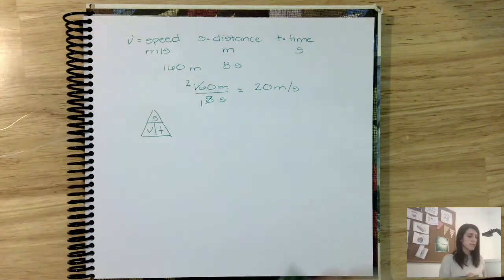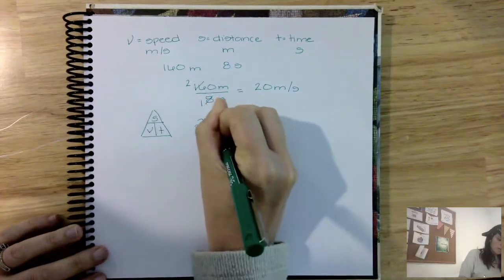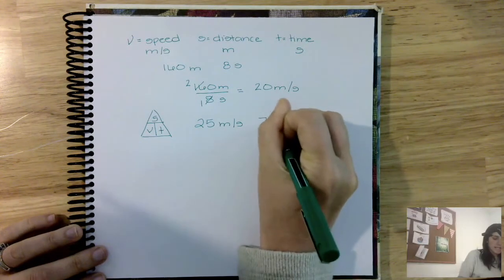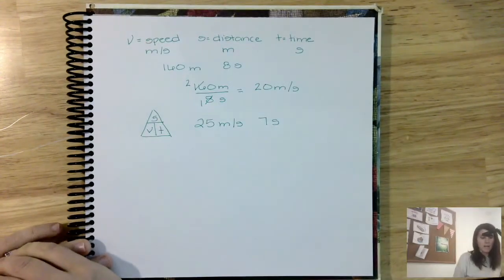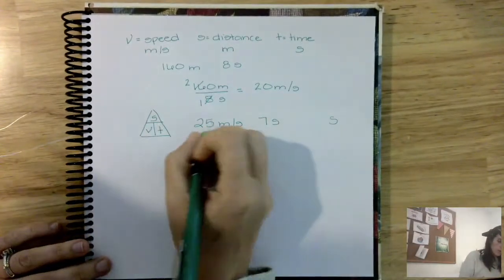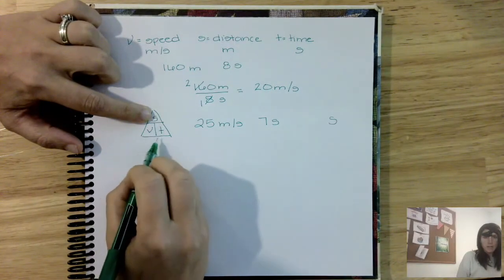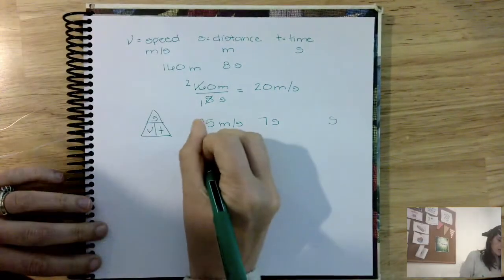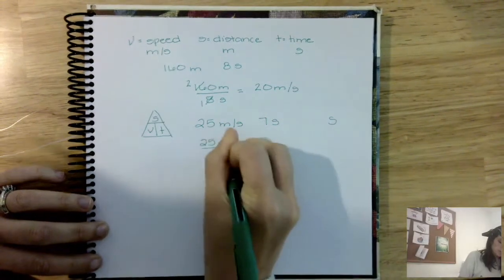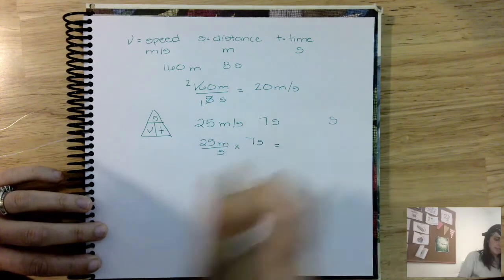So let's do one example. Let's say that I'm traveling at 25 meters per second for 7 seconds. How far will I go? So I'm solving here for S. So here I know that velocity times time is how I find distance. So all I have to do is multiply 25 meters per second times 7 seconds.